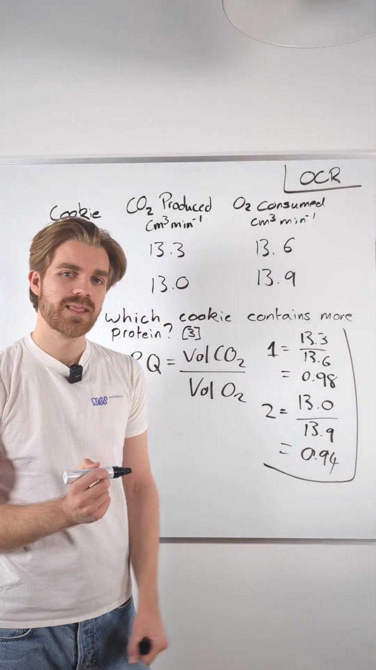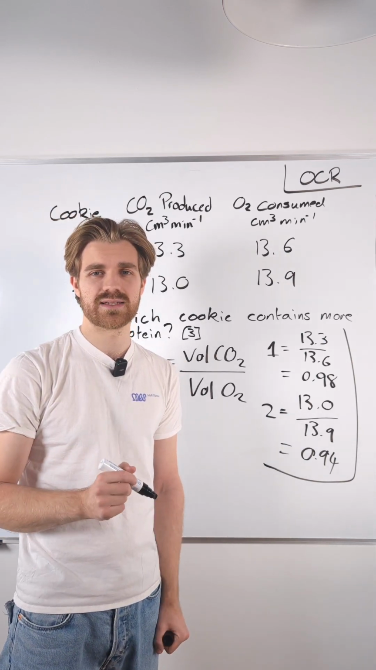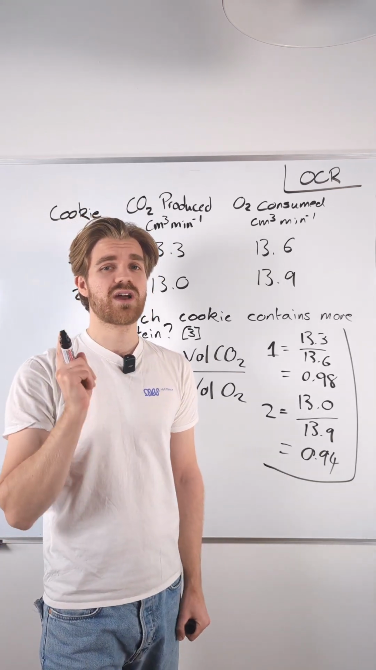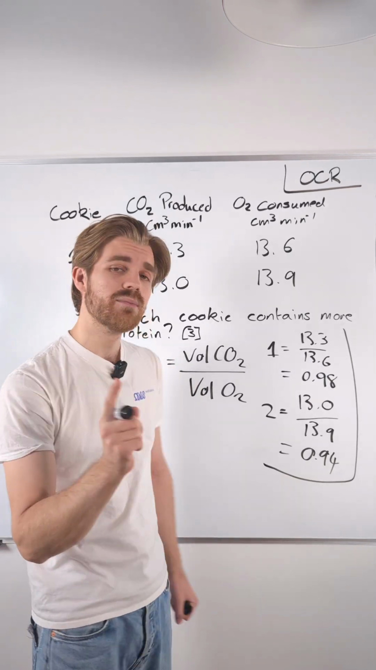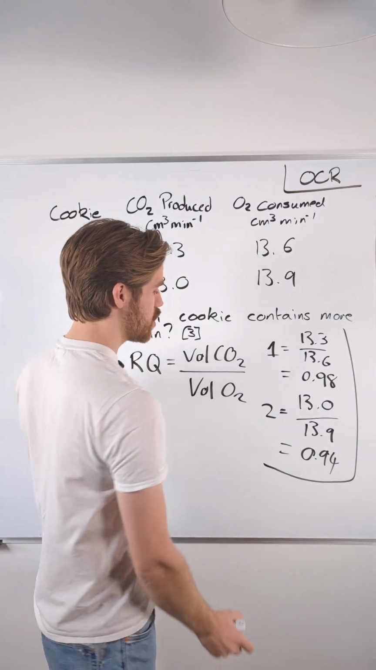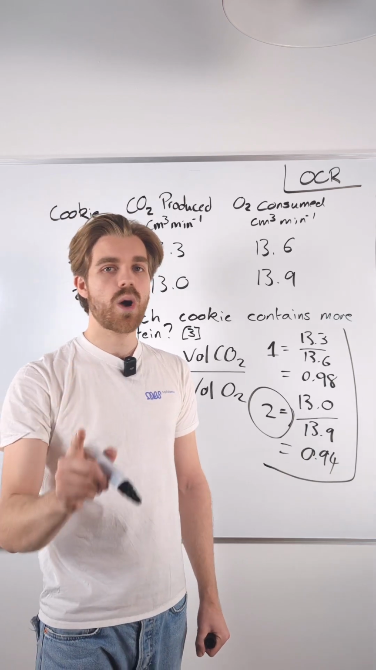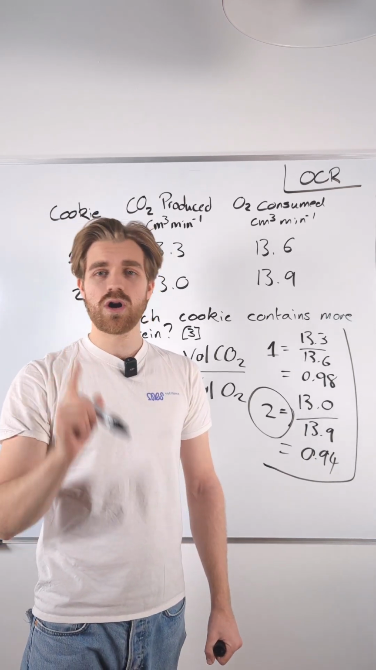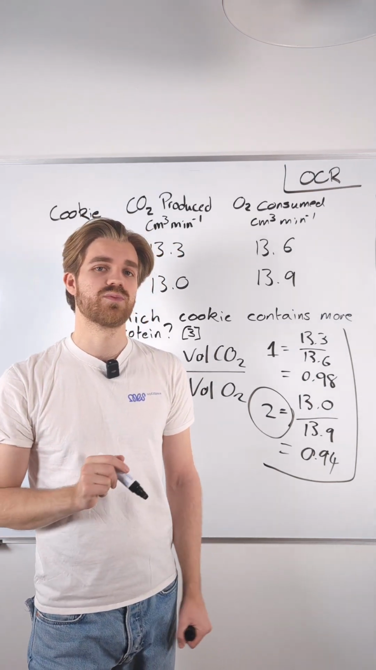Next, we need to work out what this means in terms of protein content. If you have a respiratory quotient of 1, that means that you are using carbohydrates as your respiratory substrate. The closer that number is to 1, the more carbohydrates there are available. So, cookie number 2 is our protein cookie. It has a lower respiratory quotient, which means that it must contain more protein as more oxygen is required to break down that protein before it can be used for respiration.